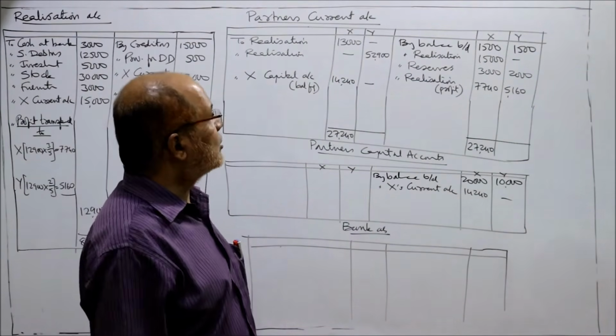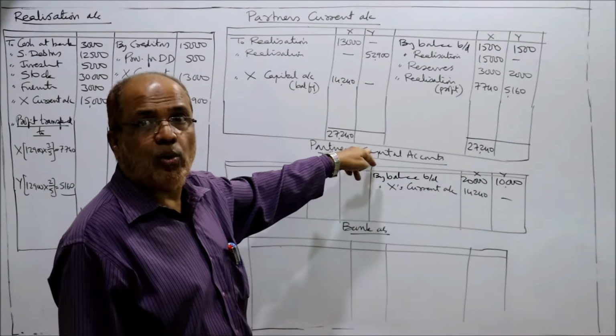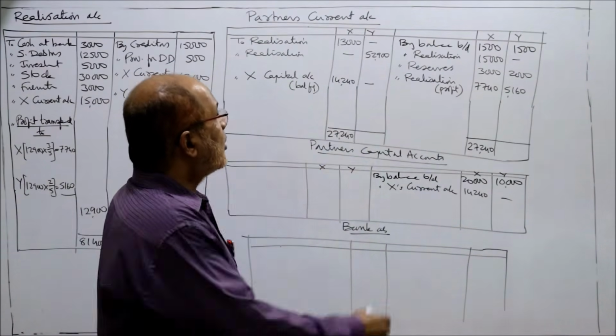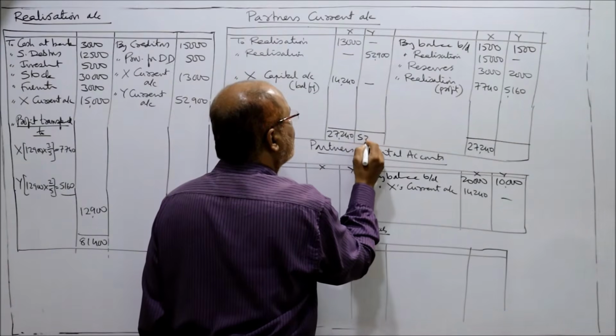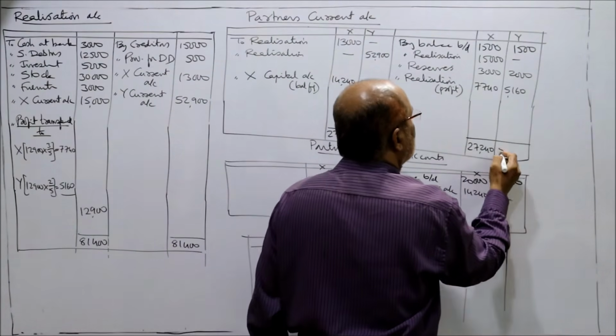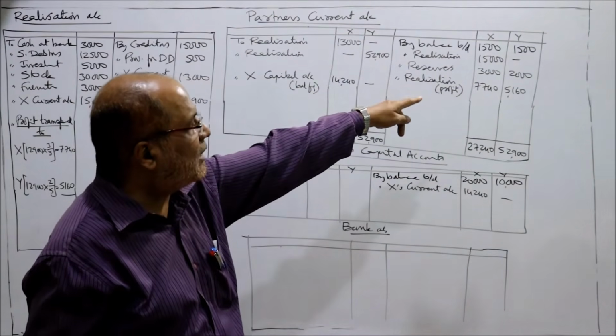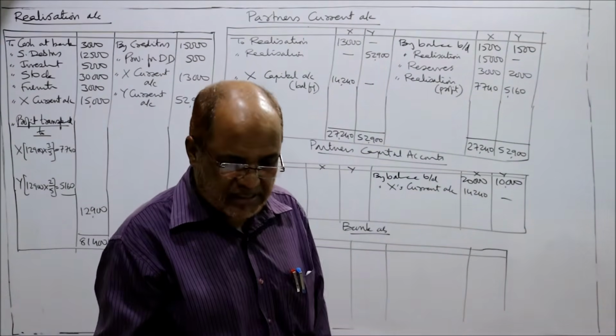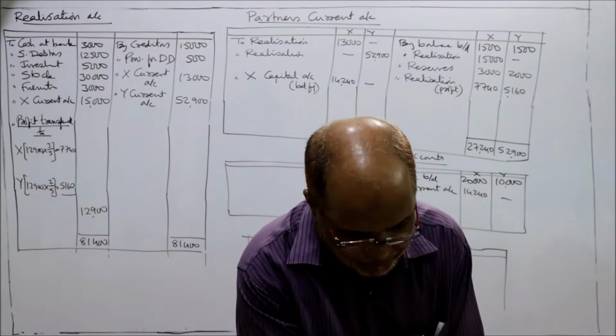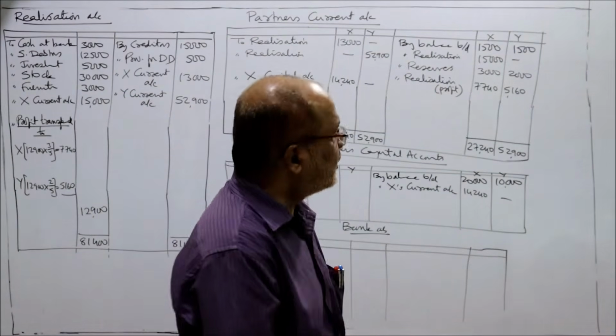Now Y current account. In Y current account the debit side is more, 52,900. Now 52,900 minus 1,500 minus 2,000 minus 5,160. So we are getting a balance of 44,240.